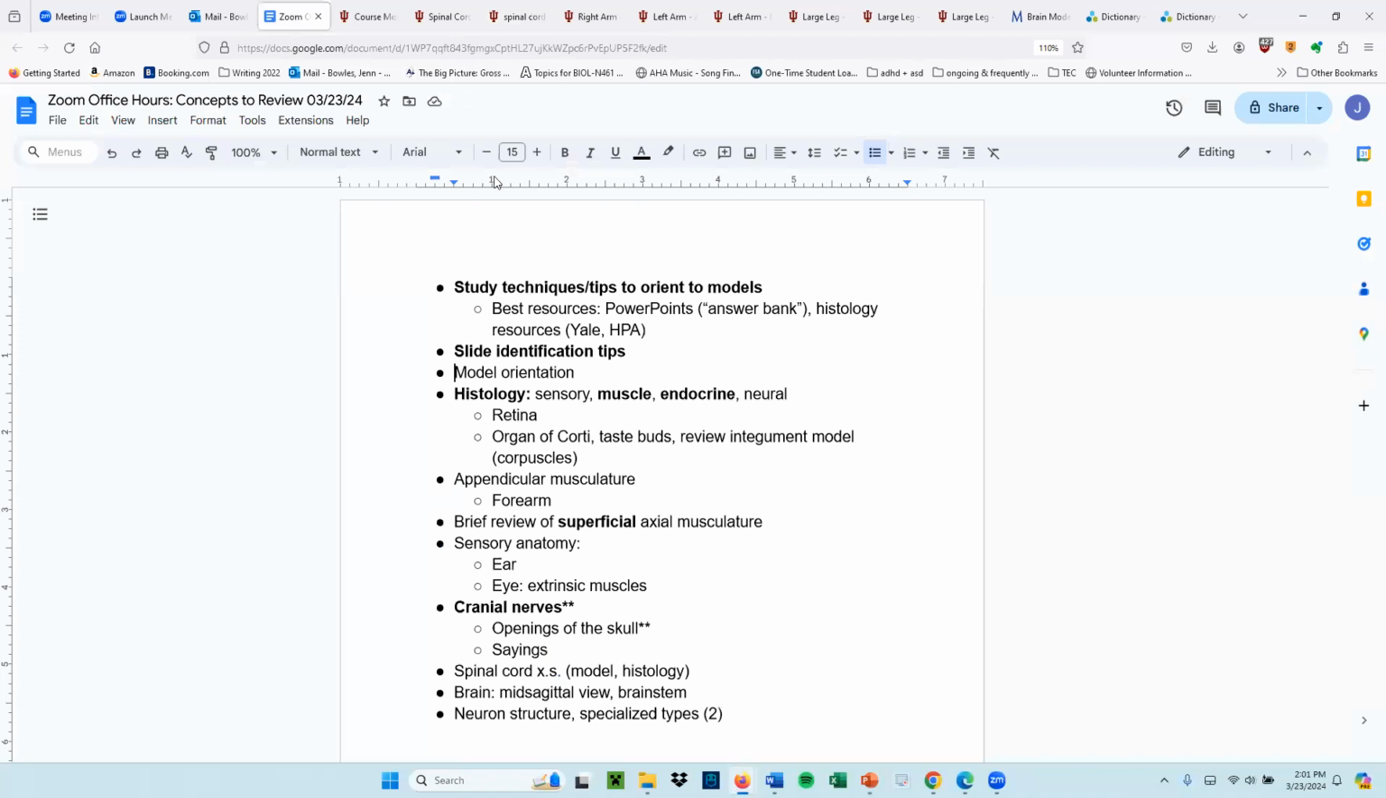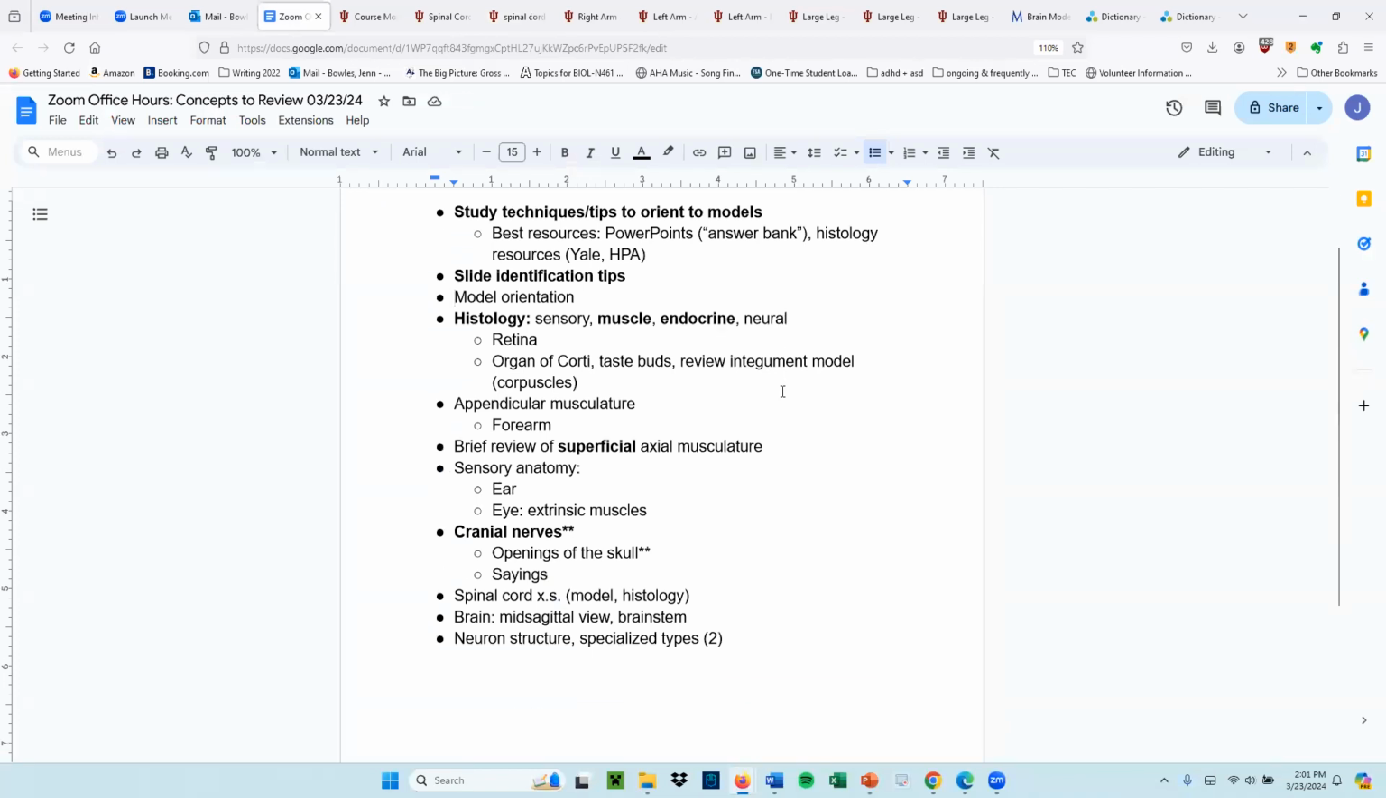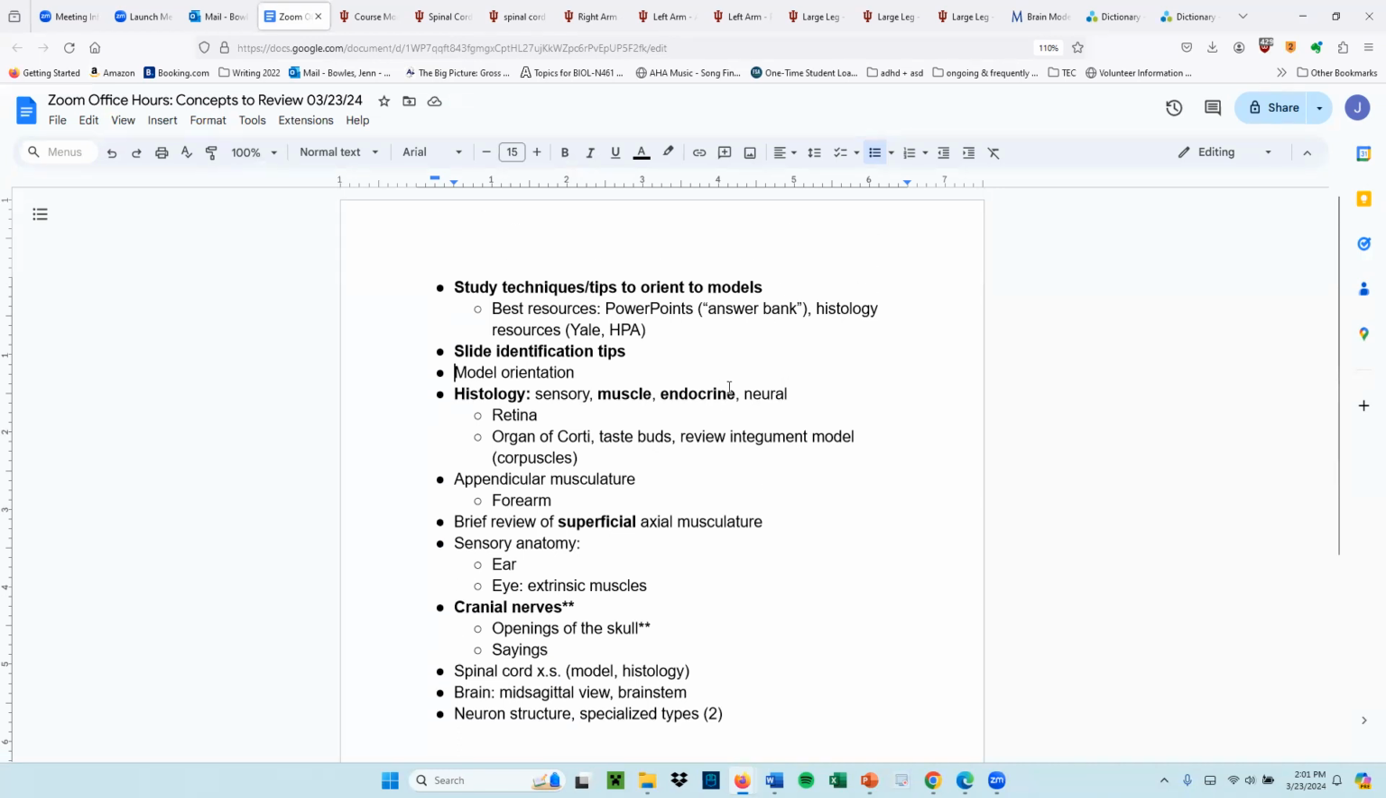All right, and with that, we have covered all of the main concepts I wanted to get to today. So again, this is not an exhaustive list, but this should hopefully get you on the right track for what you should prioritize for the lab exam.